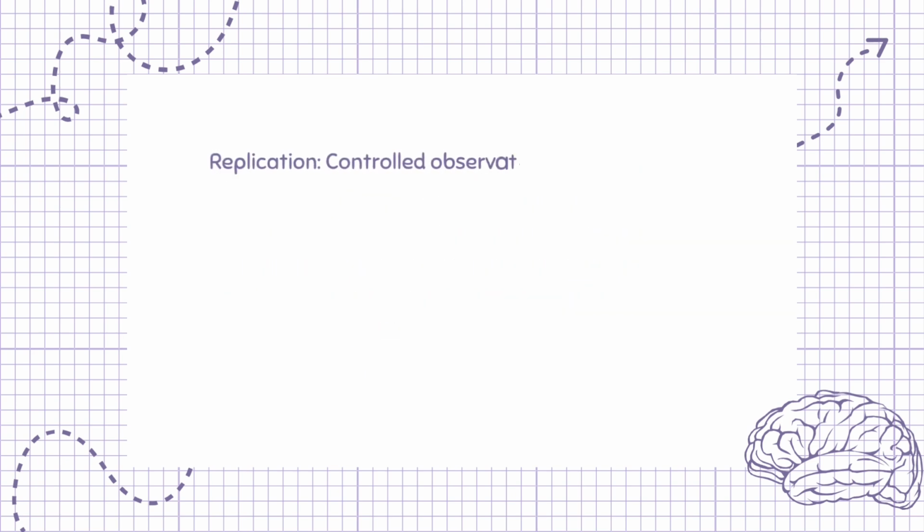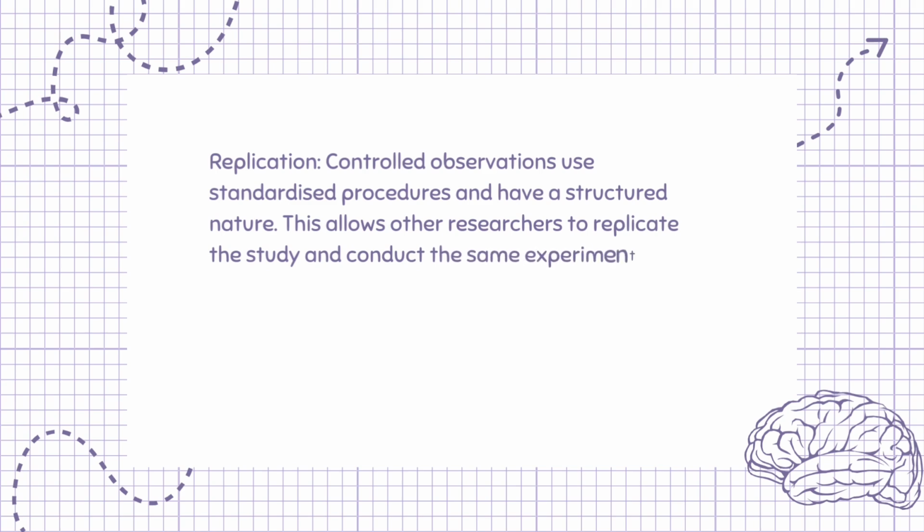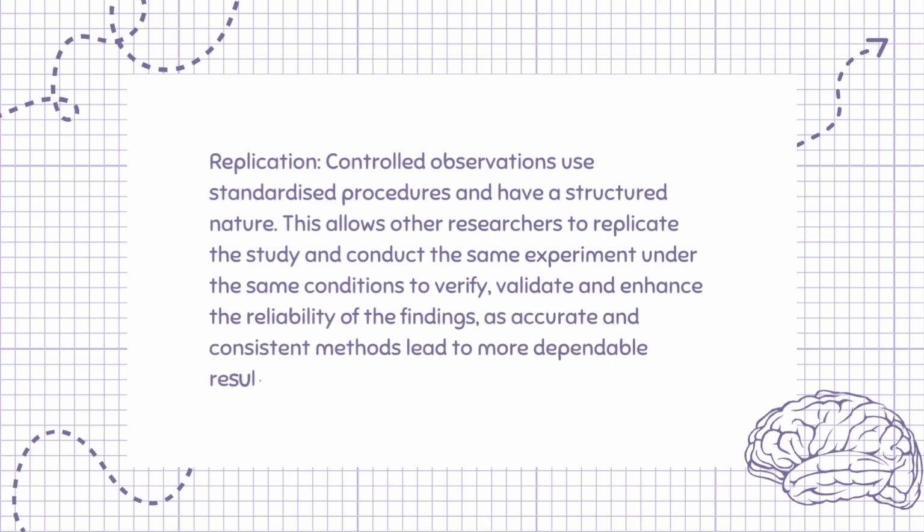Replication. Controlled observations use standardized procedures and have a structured nature. This allows other researchers to replicate the study and conduct the same experiment under the same conditions to verify, validate, and enhance the reliability of the findings, as accurate and consistent methods lead to more dependable results.